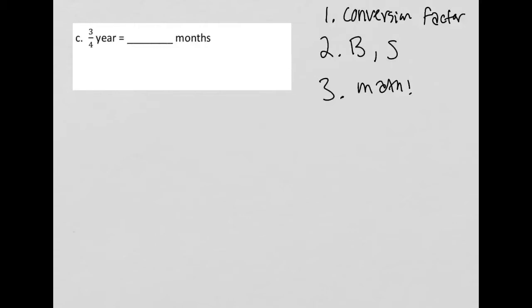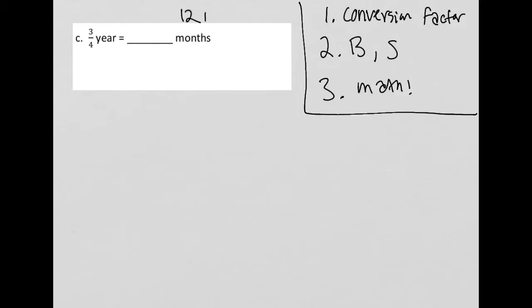multiplication or division. There's no difference here, but now instead of it being a full year, it's 3/4 of a year. It's not like what 1 year equals how many months or 2 years equals how many months. It's 3/4 of a year equals how many months. So we're going to follow the same steps though. So let's first follow step number 1, conversion factor, years and months.